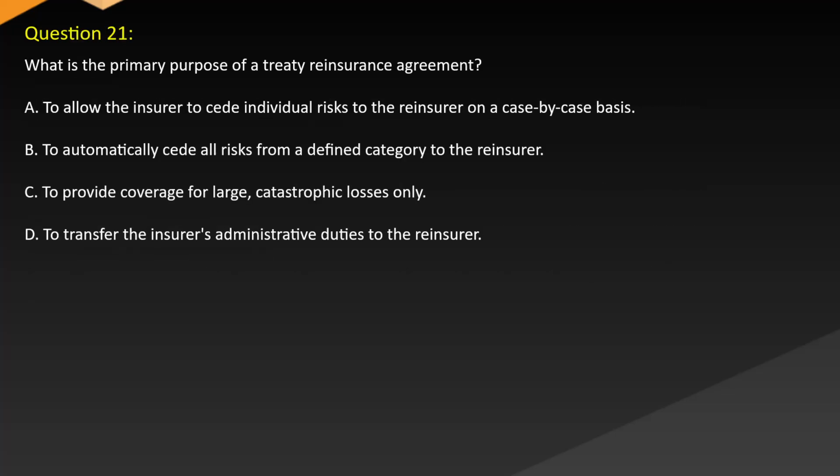Question 21. What is the primary purpose of a treaty reinsurance agreement? A. To allow the insurer to cede individual risks to the reinsurer on a case-by-case basis. B. To automatically cede all risks from a defined category to the reinsurer. C. To provide coverage for large, catastrophic losses only. D. To transfer the insurer's administrative duties to the reinsurer.